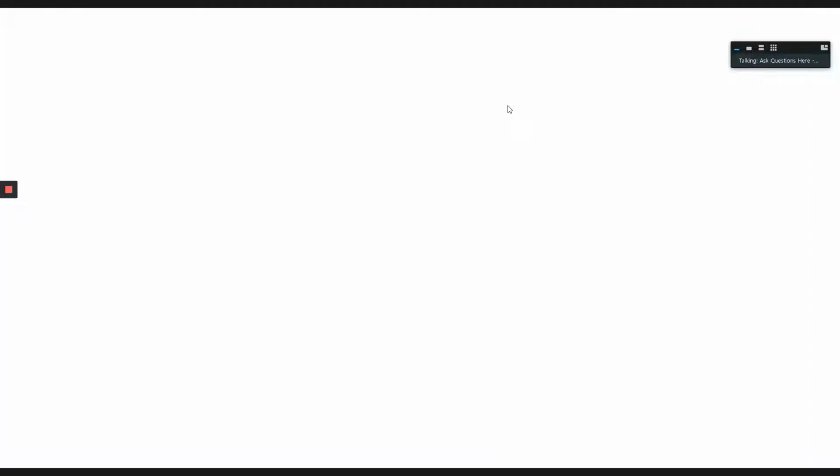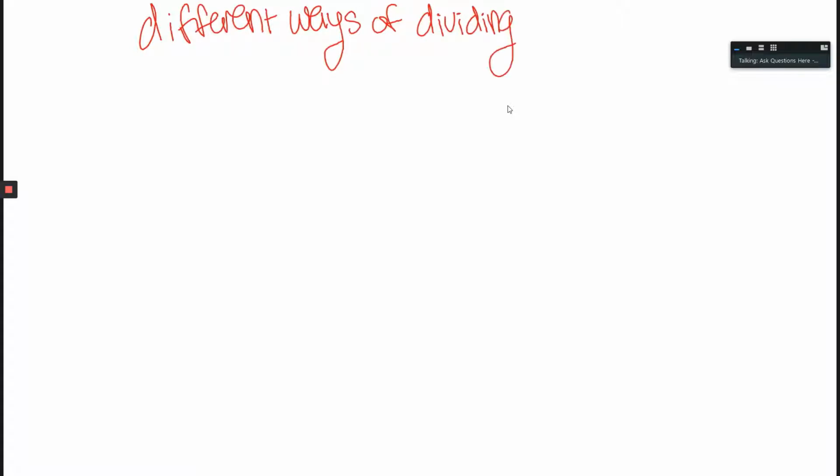And what I'm going to be doing is, again, starting off with some basic division concepts. So yesterday, if you remember, we talked about the different ways of dividing. And yesterday, I think the breakdown that I gave might have been a little bit confusing, but I hope that today clarifies that a little bit more.